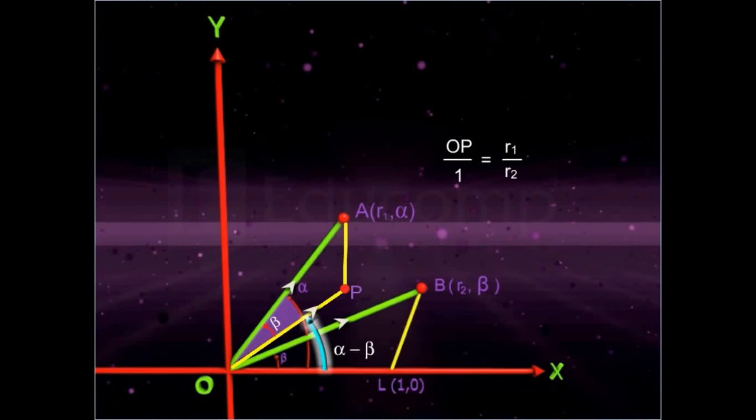So, the polar form of the complex number represented by vector OP is r1 upon r2 into (cos (alpha minus beta) plus iota sin (alpha minus beta)). This point P gives the division of the complex numbers represented by points A and B.